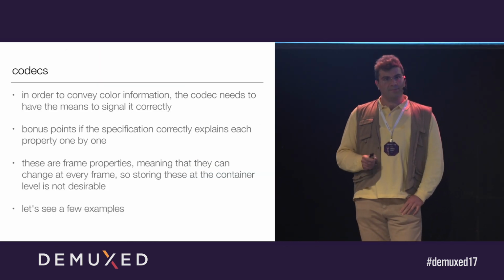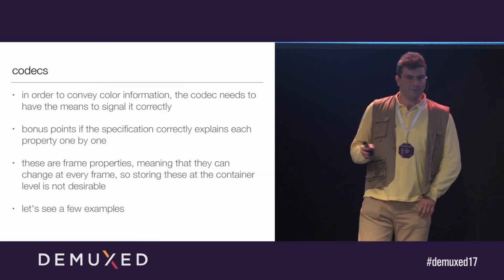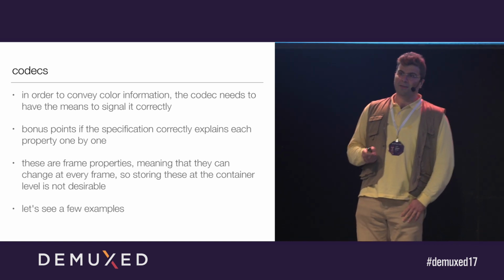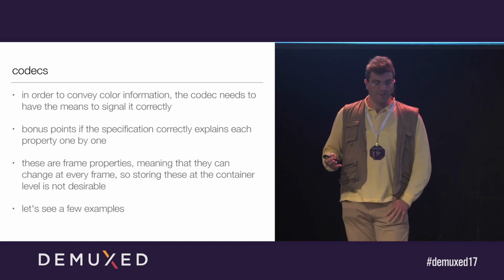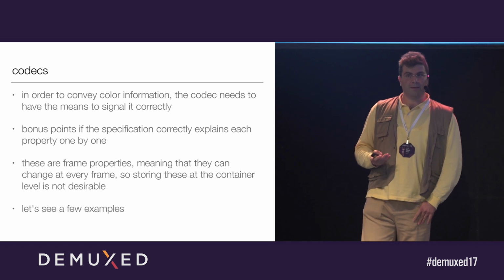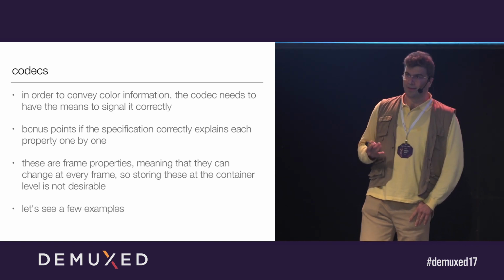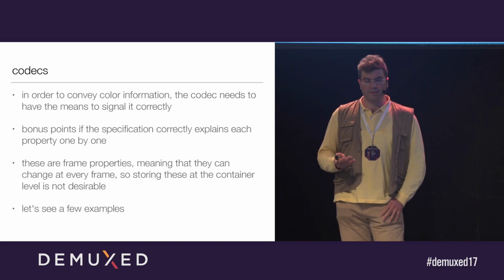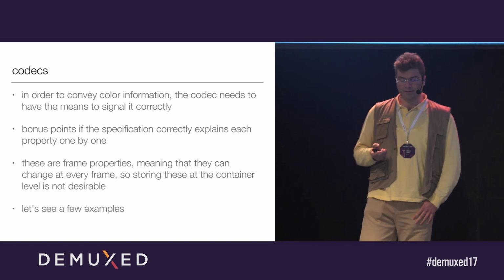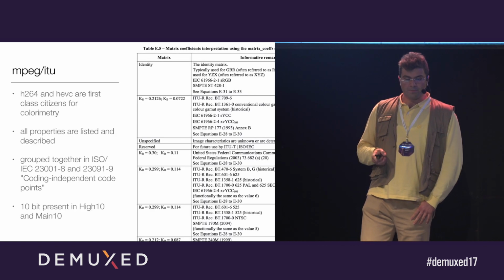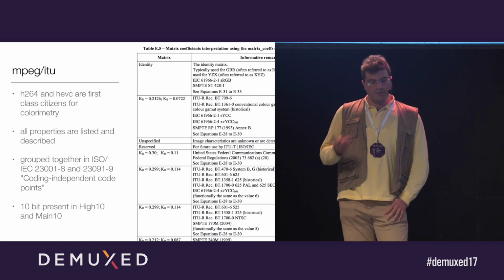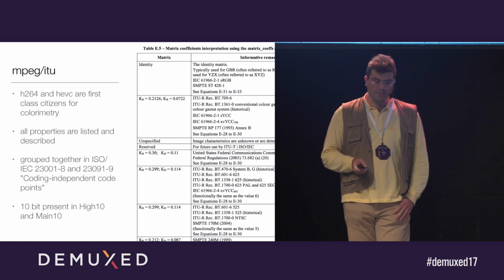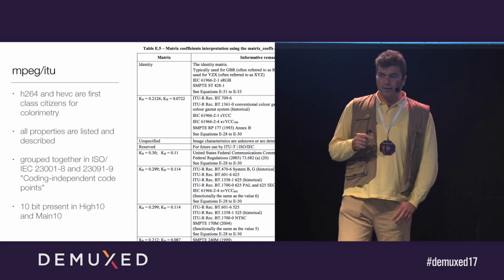So now that we know everything about the different color spaces, we need to carry this information around. And in order to do so, we have to use some codecs. There needs to be some space in these codecs for us to signal the right information. We'll start from the best one, which are the ones from MPEG ITU, H264 and HEVC.